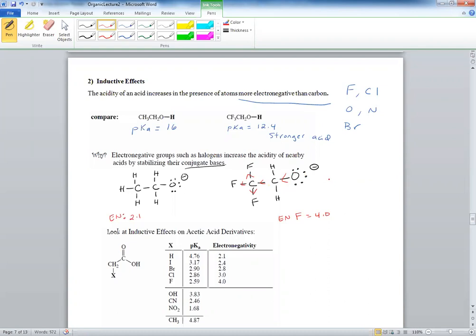So the fluorine atoms pull electron density from the negatively charged oxygen atom.